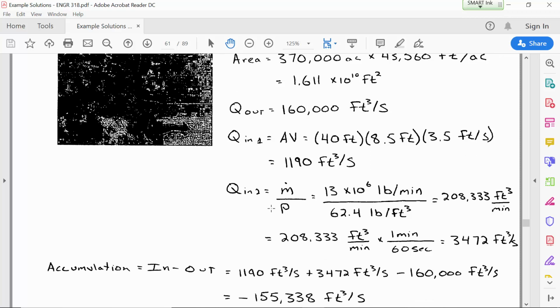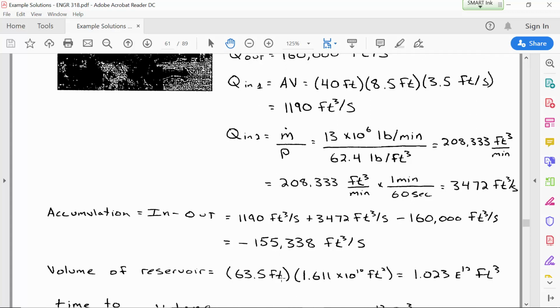So the difference between the two, the accumulation, is negative because there's a little bit in and a lot out. So the net accumulation is negative 155,338 cubic feet per second. That means that over time the water level is going to be getting lower and lower and lower.